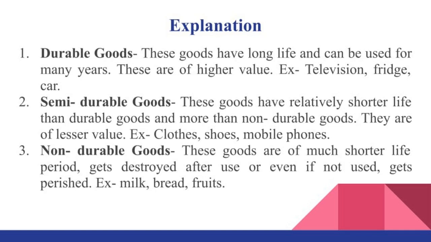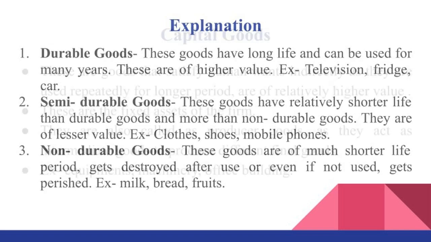Next is non-durable goods. These goods are of much shorter life period and they get destroyed and consumed completely after use, or even if not used they get perished, such as milk, bread, fruits, vegetables. So these are the goods that we usually buy on a regular basis.